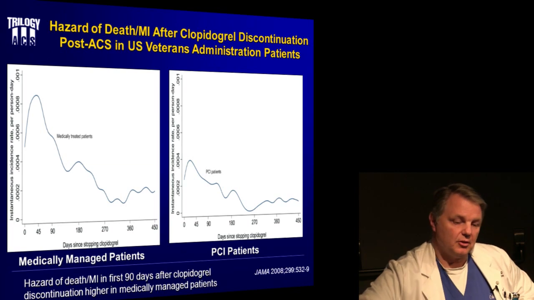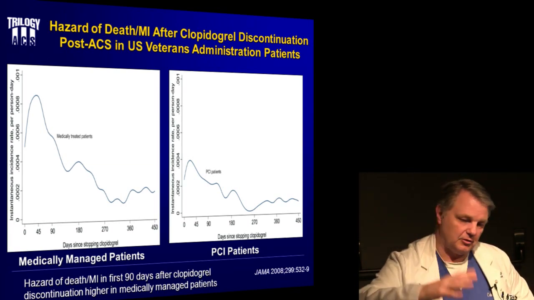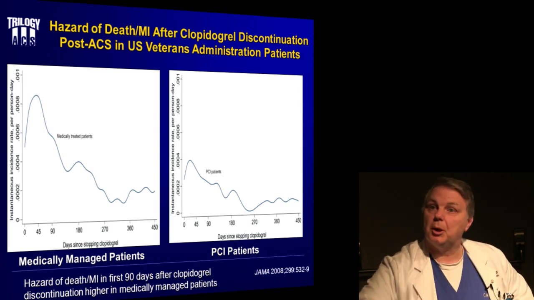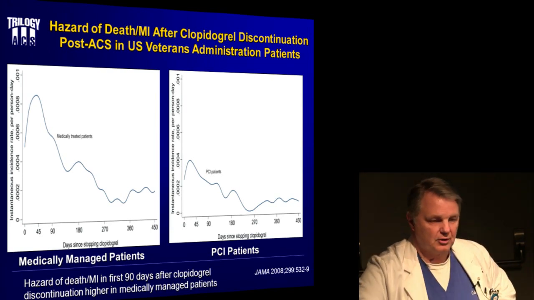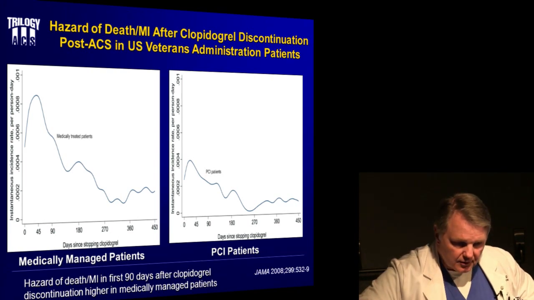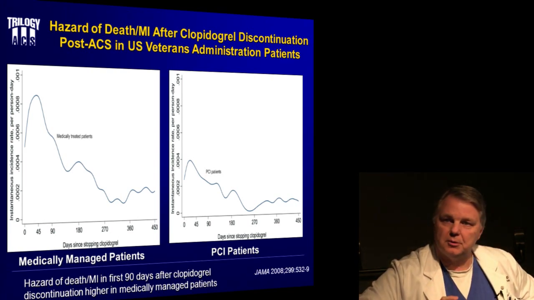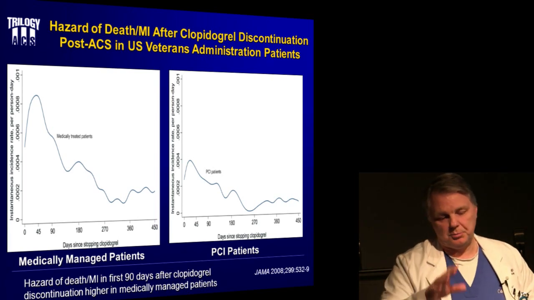And on the right-hand side, you see what happens in the PCI patients. It's exactly what I've shown you in all the other slides. There's a fairly large bump upwards risk within the first 45 days, and then it tapers off in the next 6 months. Over on the left-hand side is what happens among those who were treated medically without PCI. And here you can see the bump is much, much higher. Yet we have focused exclusively almost on the PCI patients.